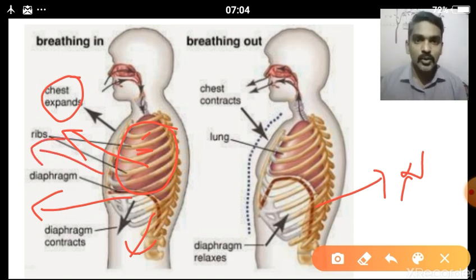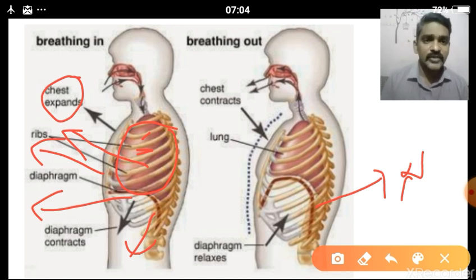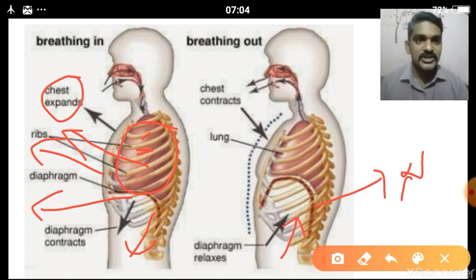So the diaphragm will be moving in the downwards direction. It is in the case of breathing in. When you are breathing out, what happens? Again the diaphragm will be going to the normal, relaxed state. Again the ribs will be going back, and the rib cage as well as the chest contracts, relaxes.